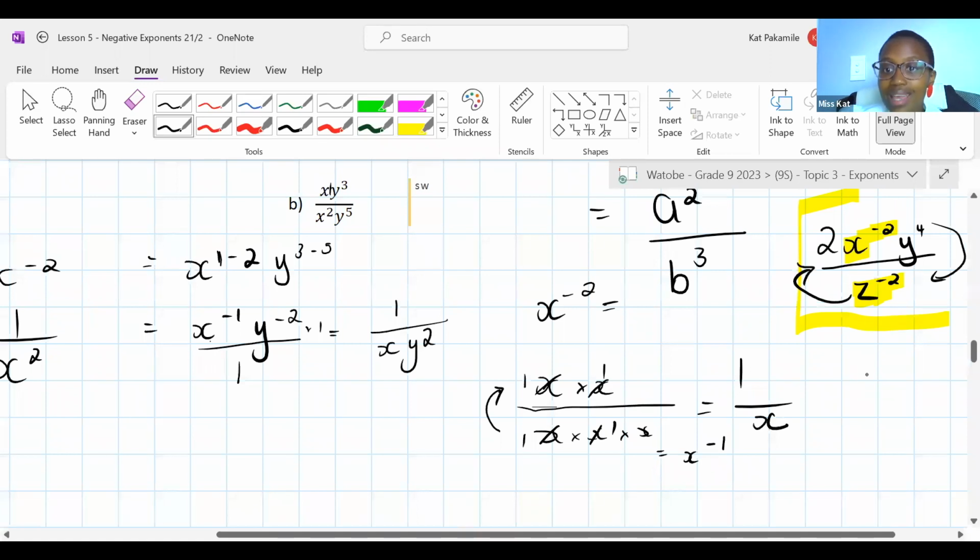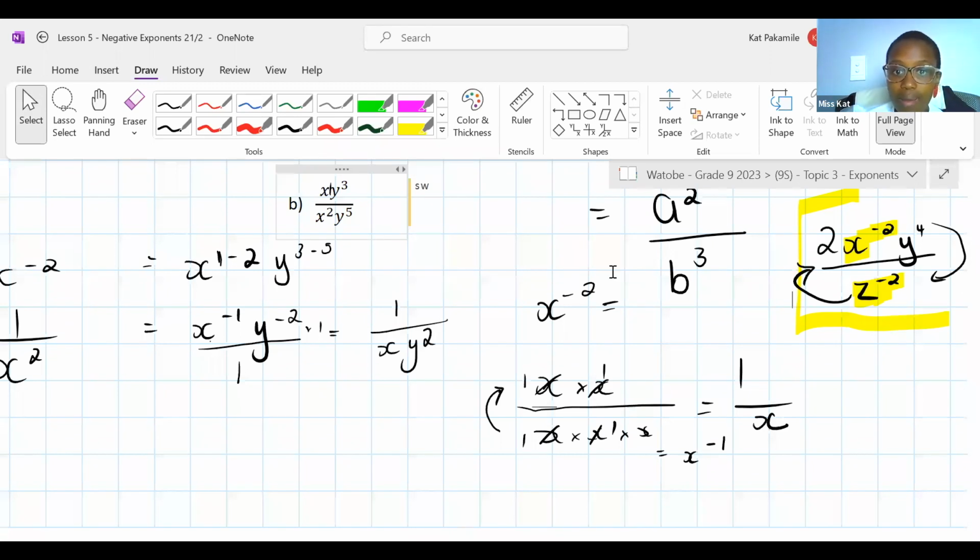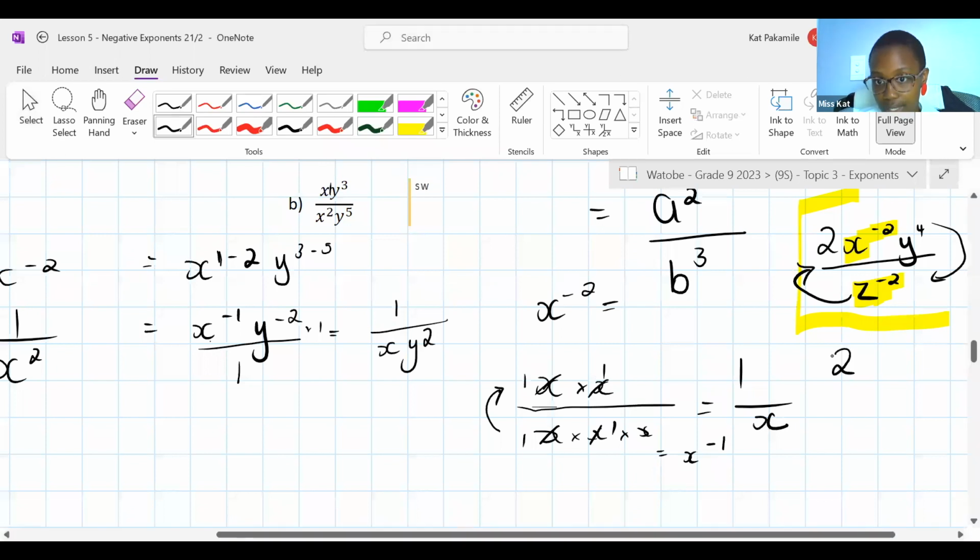What stays at the top? Let's talk about that. Does your 2 move? Number 2. Are we moving 2? Oh, no, 2 doesn't need to move. Exactly. So we are just rewriting it. Y to the power of 4 also doesn't move.